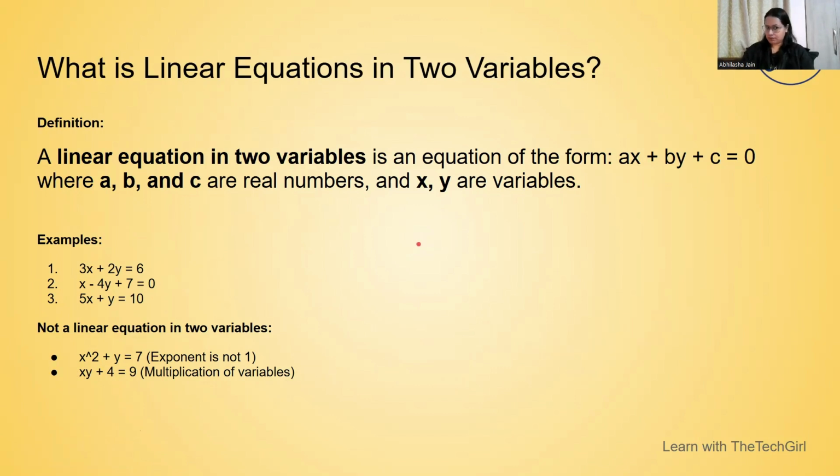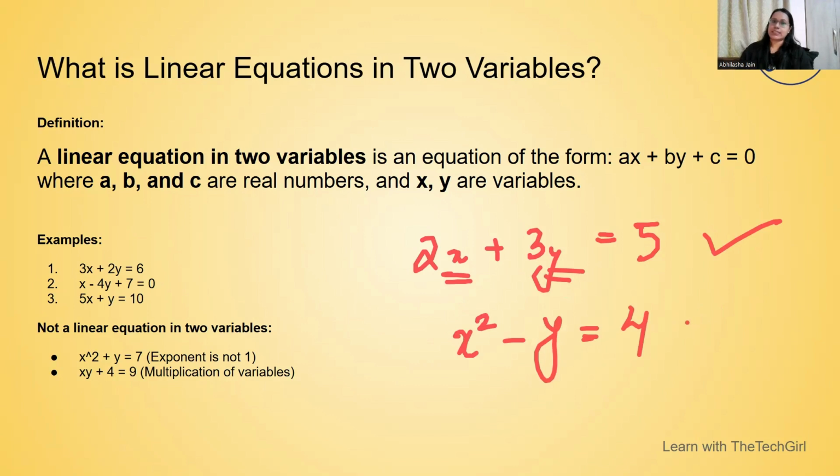Let's look at some of the examples, and you get to tell me whether they are linear equations in two variables or not. So our first example is 2x plus 3y is equal to 5. Is this a linear equation or not? Yes, it is, because the highest power is 1. So this is a linear equation and it has two variables. So these are linear equations in two variables.